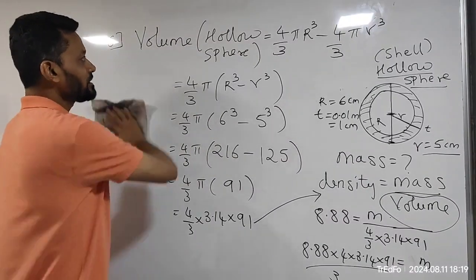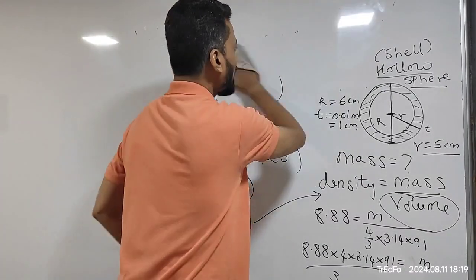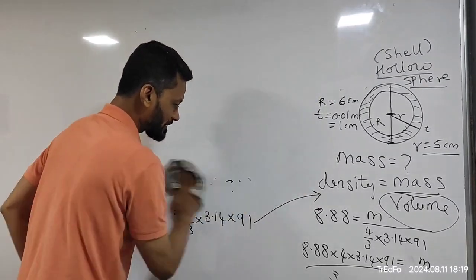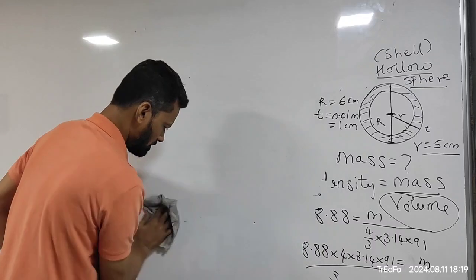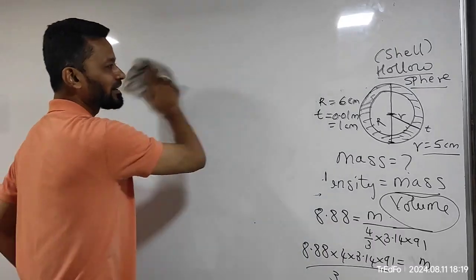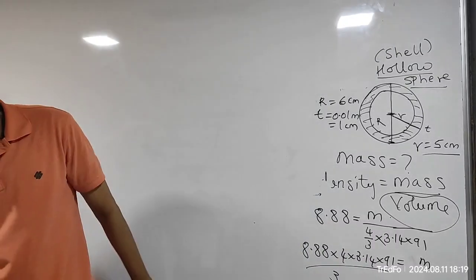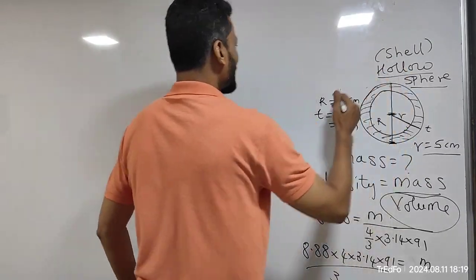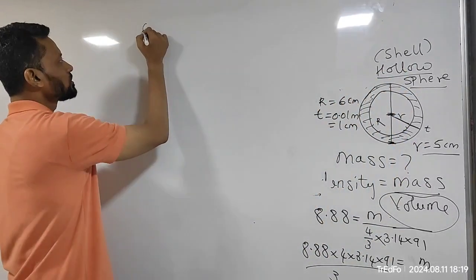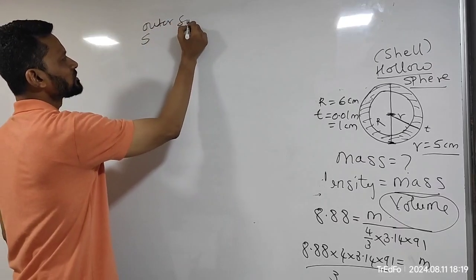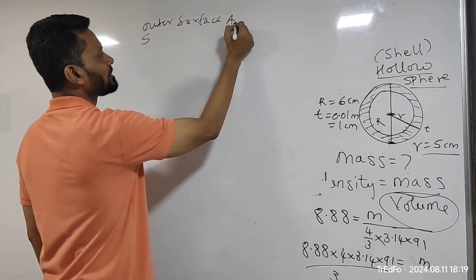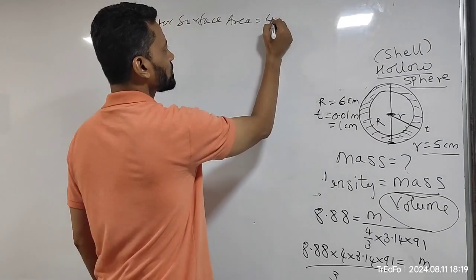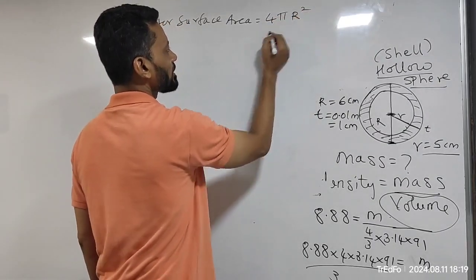Okay, I'll erase this and we will find the outer surface area. So what will be the outer surface area? Any guesses? Blind guesses. I can't hear it, but let's try that. This is my capital R. We want outer surface area. What is the formula for the surface area of a sphere? It's 4 pi r square.